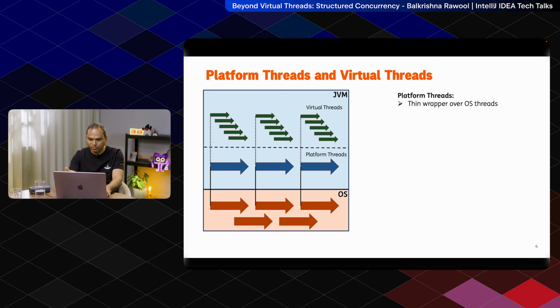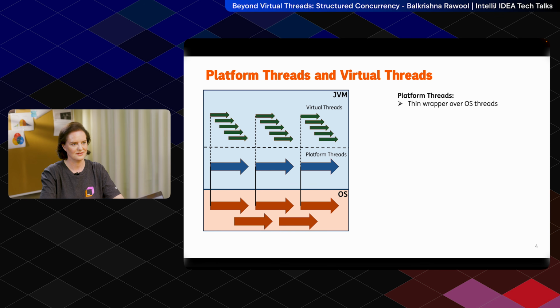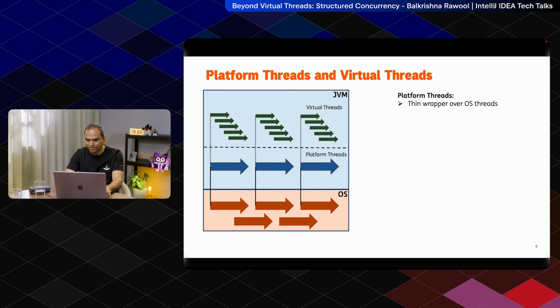Now, platform threads are actually a thin wrapper over operating system threads. What that means is when the JVM wants to create a new thread, it requests the OS to create an OS thread, and only when that OS thread can be created does it create the platform thread. Right. That also makes them very expensive. So when the JVM creates a new platform thread, it also requests the OS to create an OS thread, and therefore the mapping between platform thread and OS thread is one-to-one.